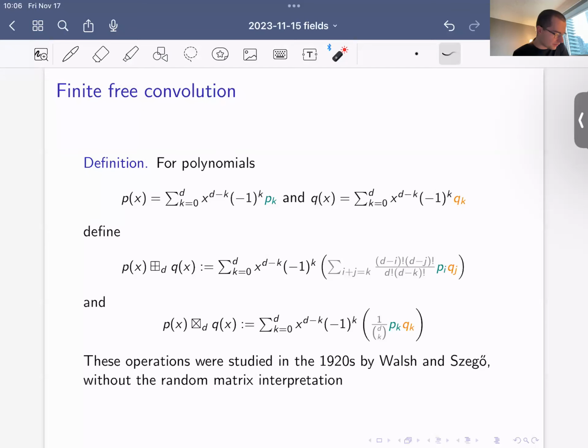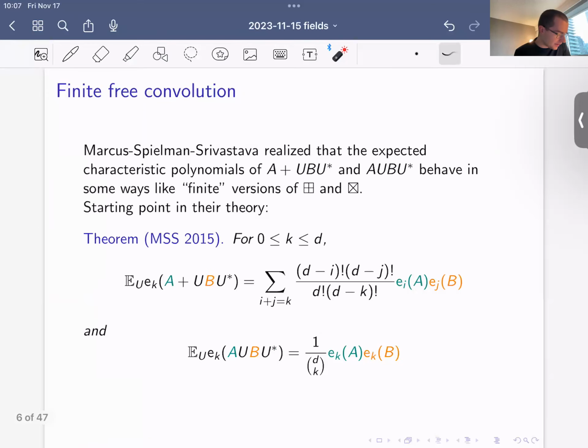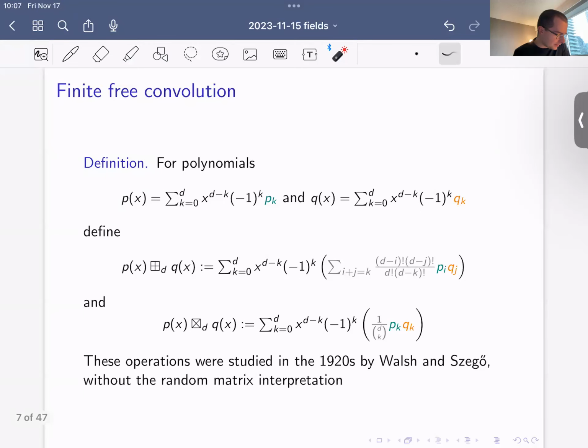So that's why I think Walsh and Szegő were interested in these. But yeah, this theorem is basically recovering these old operations on polynomials. Right, and so now once you know about addition and multiplication, maybe the next natural question is when you combine them in some simple way.